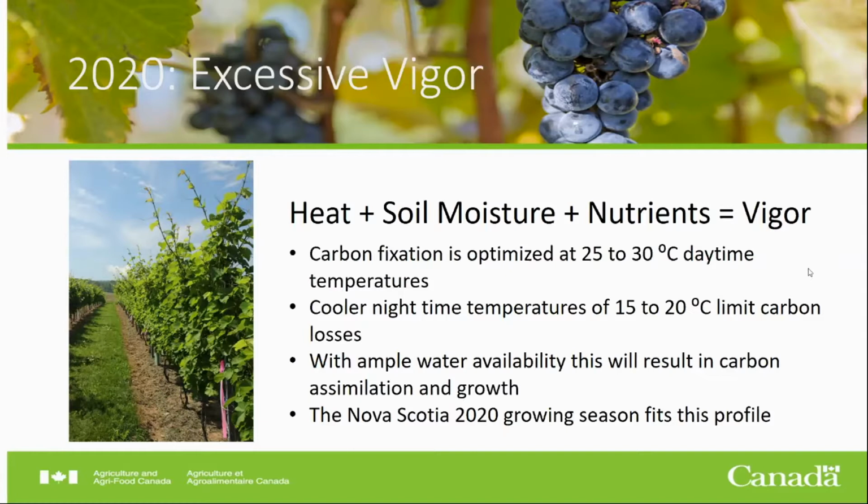So there's been a great deal of shoot elongation, which isn't the same as saying the plants are at a later phenological stage. It just means that the distance between the nodes, between those bunches of leaves, is greater because there's that much more carbon available to elongate those cells. So definitely our growing season, Nova Scotia 2020, fits this profile quite well, and I think we're seeing that as a result.